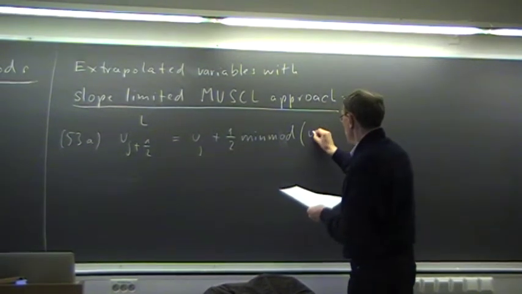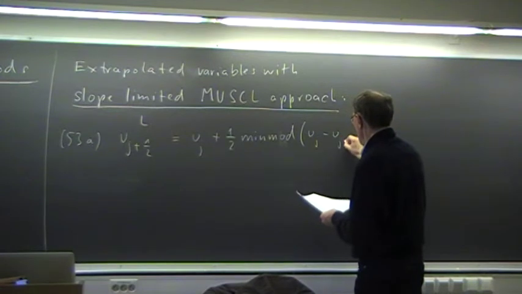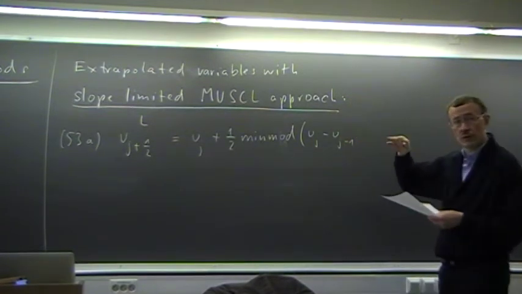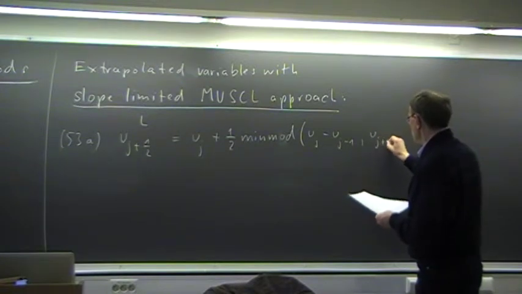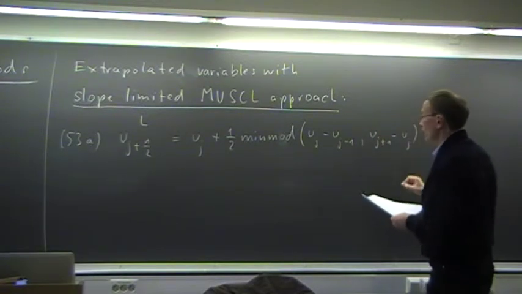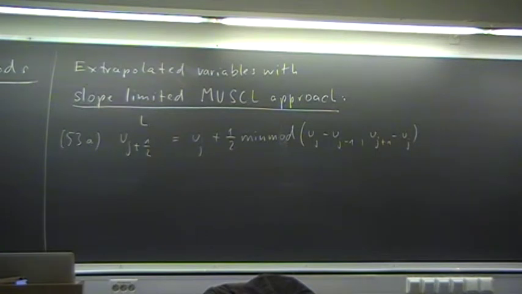That checks the difference to the left, uj minus uj minus 1, and to the right, which is uj plus 1 minus uj. And then it takes the smallest in absolute value if they have the same sign. If they have different sign, it takes 0.